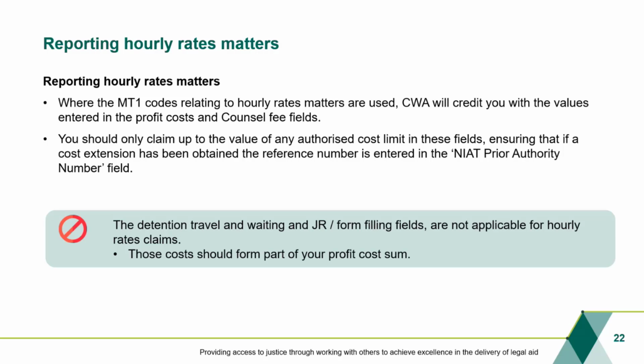The situation is slightly different when reporting hourly rates matters, as the entire point here is you're going to be paid the cost that you've actually incurred. There's not a set fee for these. So when you've used the hourly rate matter type 1, that will tell CWA that you should be credited the amounts that you put in the profit costs and the counsel fee fields. So when you come to report your profit costs, then you should enter the value of the costs undertaken at the applicable hourly rate, and the same applies for the counsel fee information.